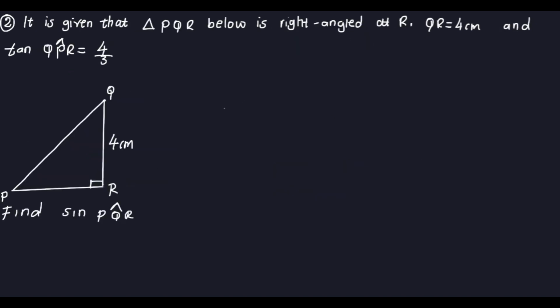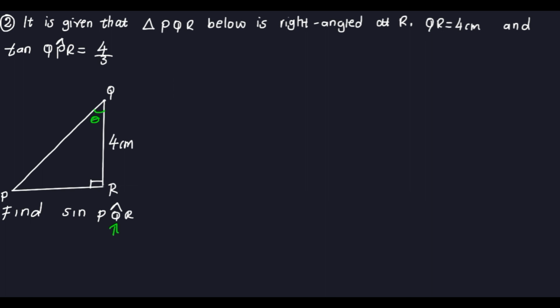So example 2, it is given that triangle PQR below is right angled at R. QR is equal to 4 centimeters and tan QPR is equal to 4 over 3. Now the question is find sine PQR. So the angle is the letter in between, so we are solving for this angle here. To find this angle, we need to identify the opposite, adjacent, and hypotenuse. So this is our opposite.